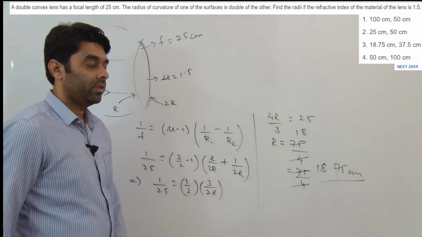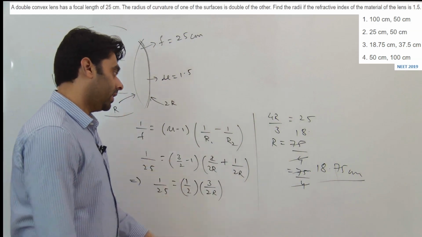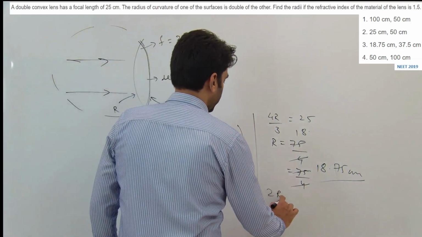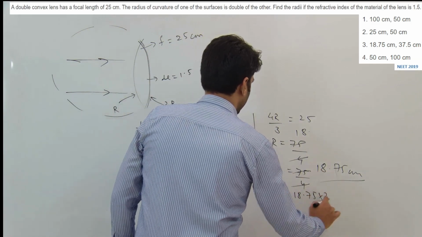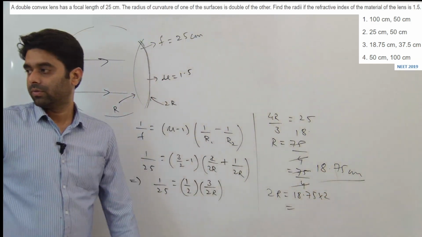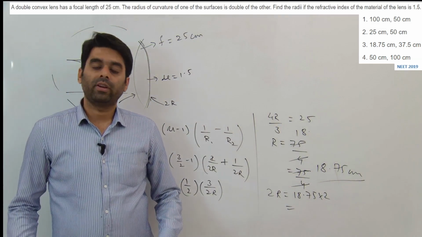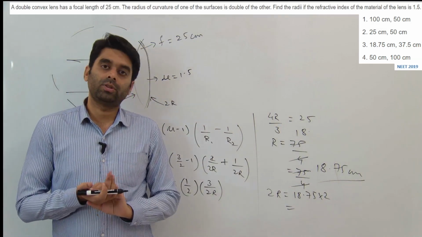Radius is 18.75. It is R, and another is 2R. Another one is 2R, so you can calculate 18.75 into 2, right? Check your options. We have 18.75 and 37.5. The third option will be the correct answer.